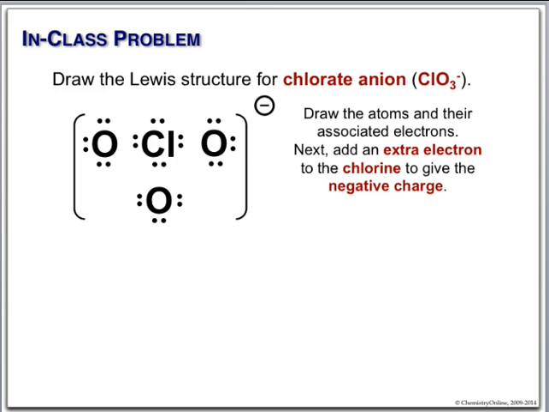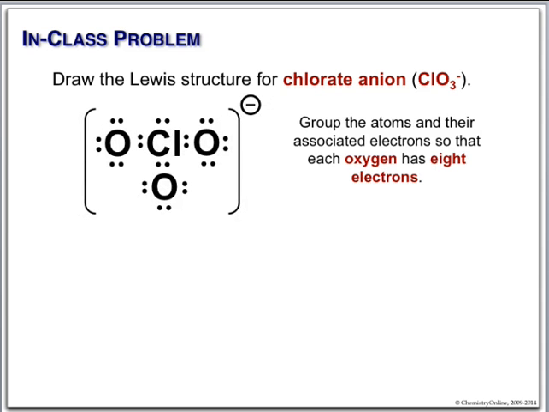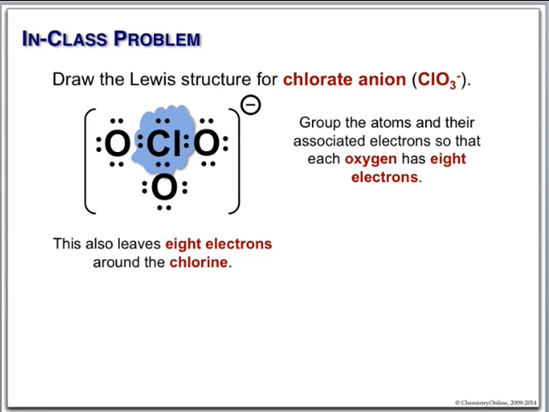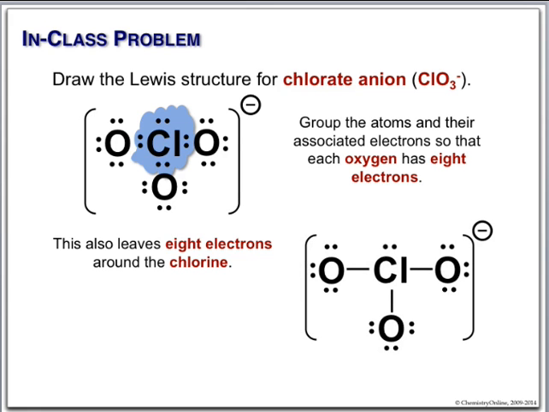Now all you have to do is make bonds. Here's 2 electrons we can share, 2 we can share, 2 we can share, and we're good. Oxygen has 8, all of them do. The chlorine in the middle also has 8. We draw this using bonds. It would look like this. Remember, the whole unit here has the negative charge.